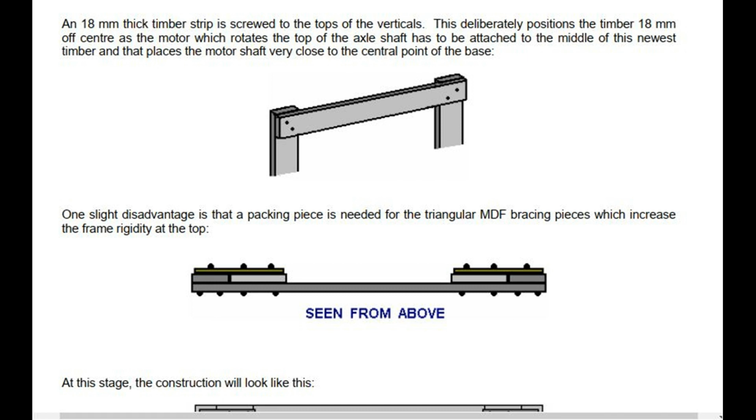This deliberately positions the timber 18 mm off-center, as the motor which rotates the top of the axle shaft has to be attached to the middle of this newest timber, and that places the motor shaft very close to the central point of the base. One slight disadvantage is that a packing piece is needed for the triangular MDF bracing pieces which increase the frame rigidity at the top. At this stage, the construction will look like this.